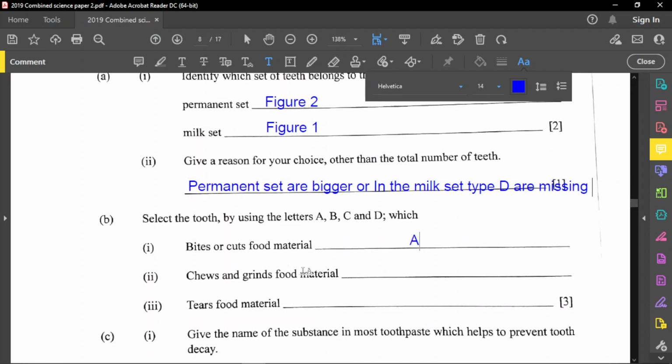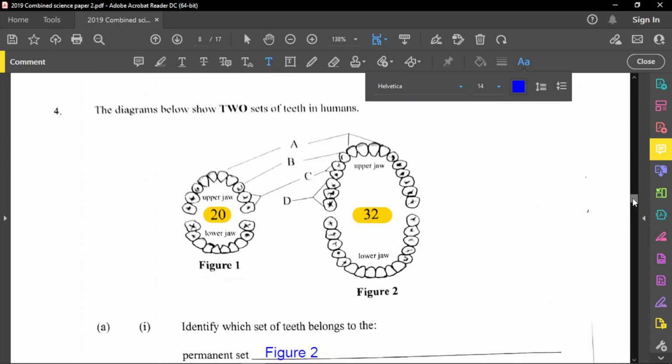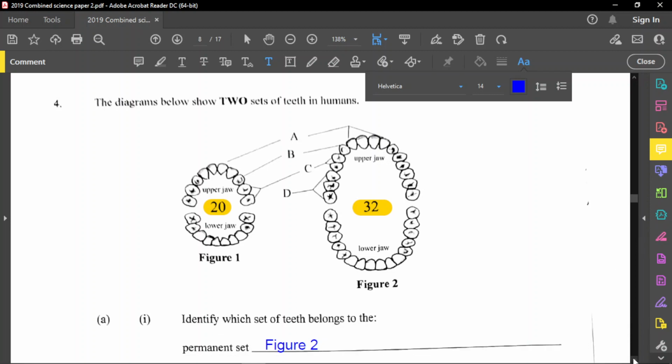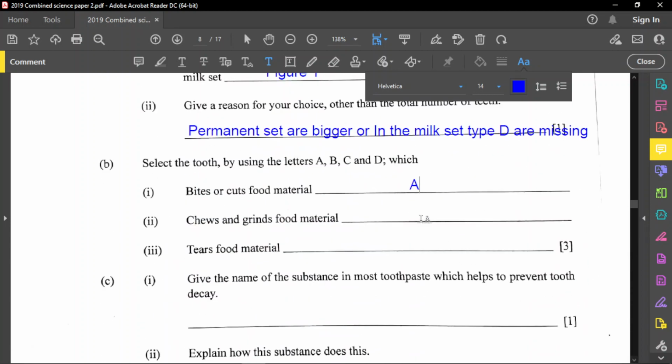And the ones that chew and grind food, those are the bigger teeth. Those are the molars and also the premolars. So actually C and D are the same type of tooth. They are used to crush and grind, so I'm putting both answers there, C and D. They're similar in function, they do the same thing, grinding and crushing food.